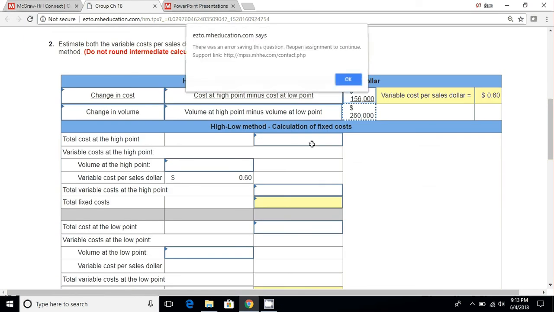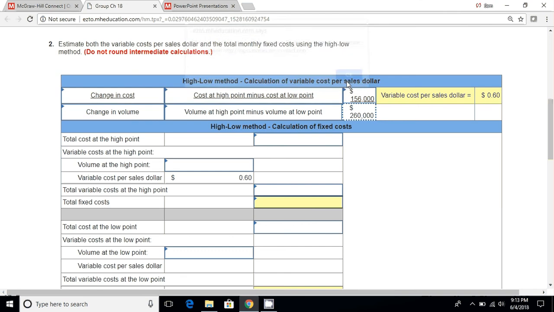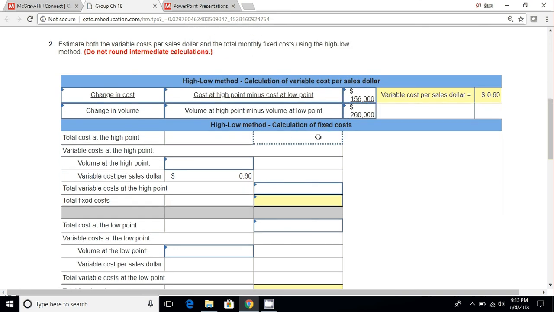It says, what's your total cost at the high point? Oh, we're going to do this again. Our total cost, if you look up there at month 7, was 220,000, right? And then it says, what was your volume at the high point? It was 340,000. That's how many units, right? I mean, just pretend it was $1 a unit, right? It's kind of the same thing.